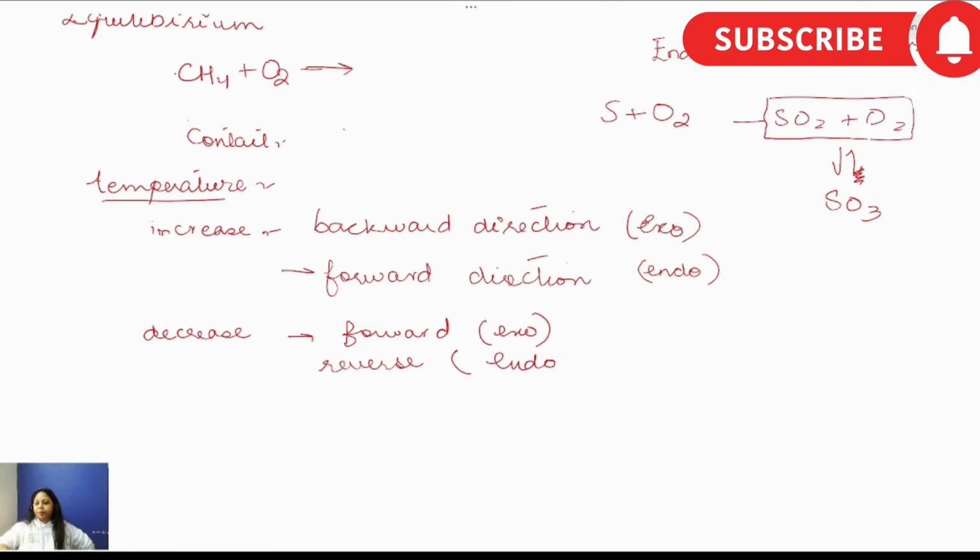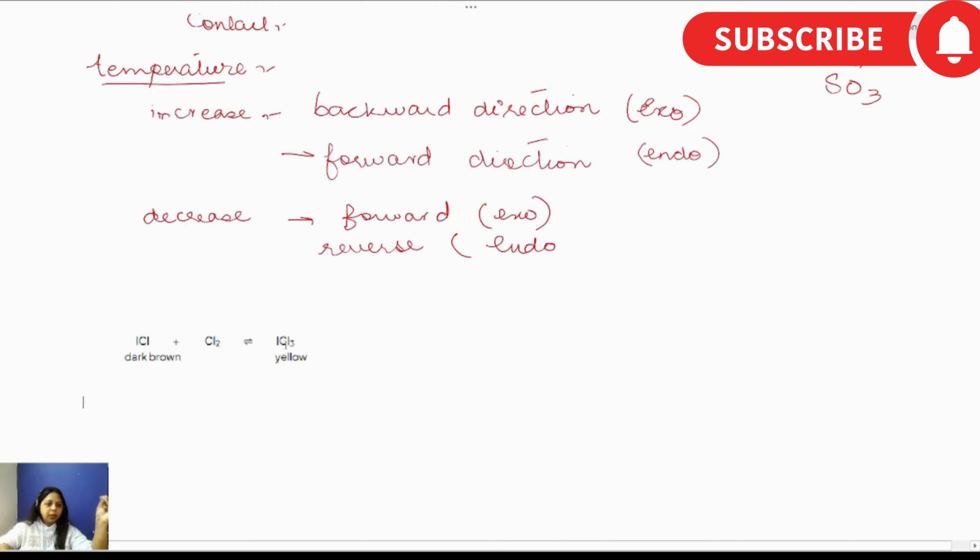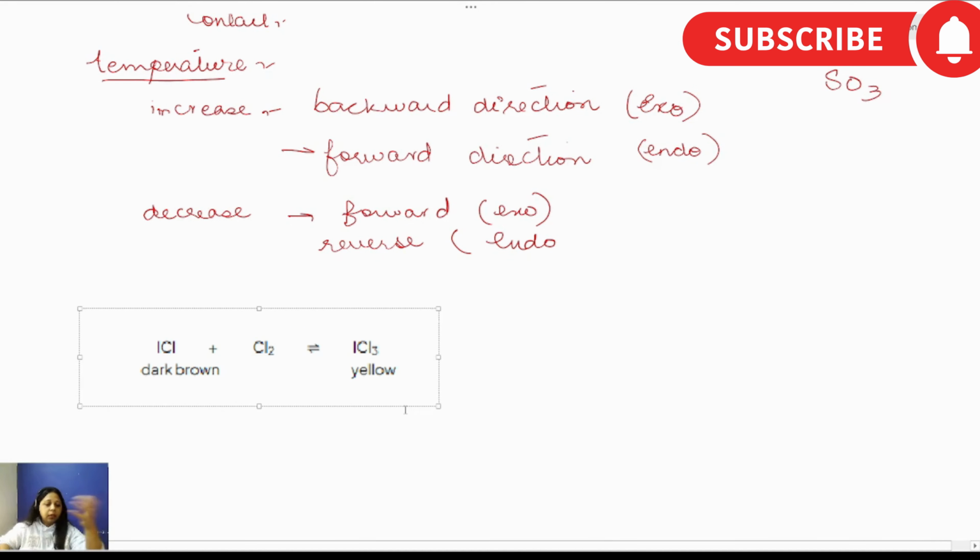Endothermic, exactly. There is one more reaction. I'm giving you a reaction. Just give me a minute. Now you have to tell me, because this question is actually part of a past paper. So we have ICl plus chlorine. It gives iodine trichloride. This is a reversible reaction. What will happen if we heat it up?